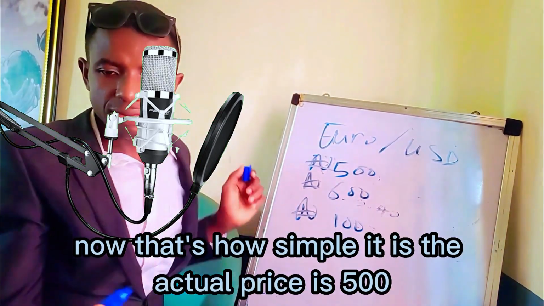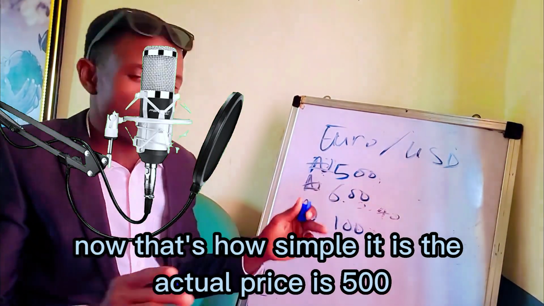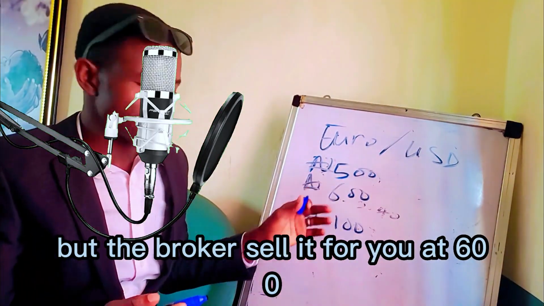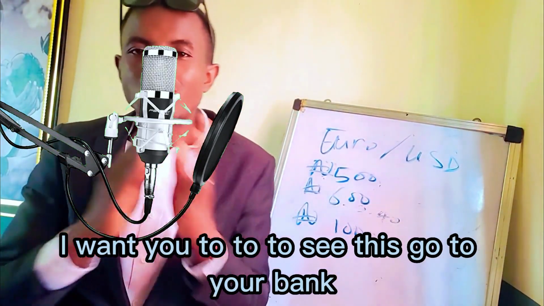Do you understand now? That's how simple it is. The actual price is 500, but the broker sells it for you at 600. Now, every bank does this. Every bank does this. I want you to see this.